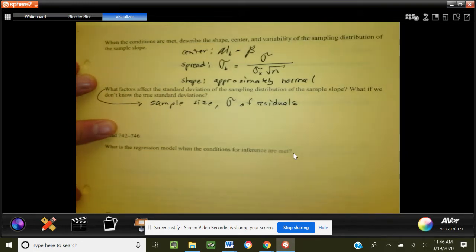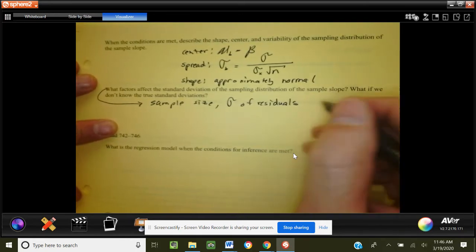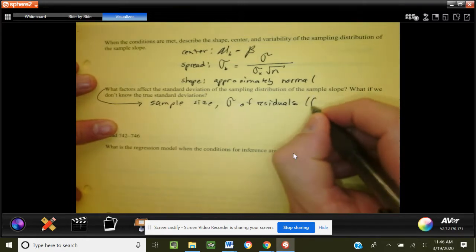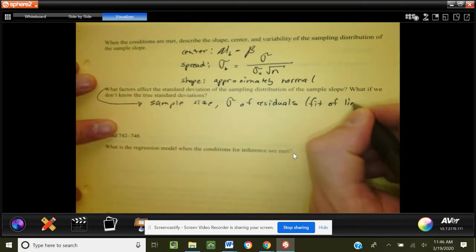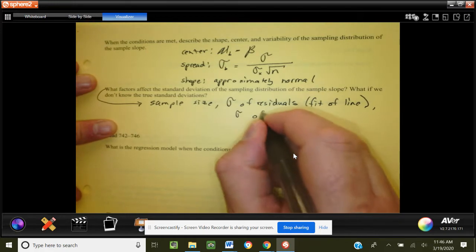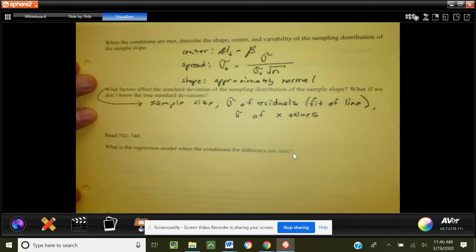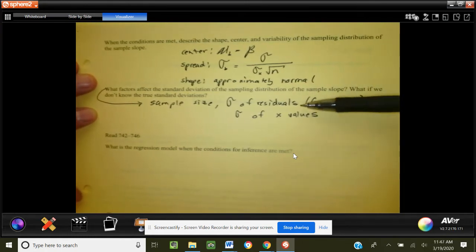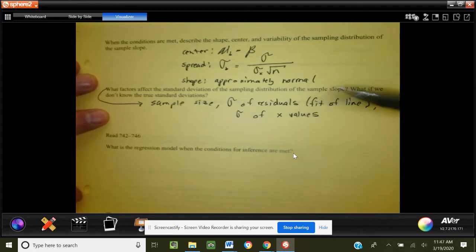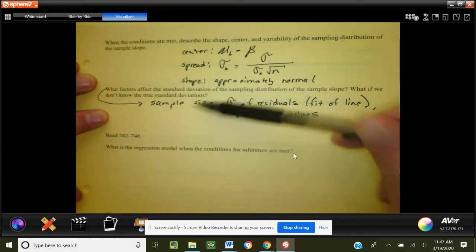If you think back to chapter 3, when we talked about s and we interpreted s, the standard deviation of the residuals from a sample, this is just the population standard deviation of the residuals. And that assesses to some degree the fit of the line, how well it fits the data. And then also the standard deviation of the x values affects the standard deviation of slope. Remember, residuals are the ups and downs from the line, so that's kind of where the y's are represented. Here's the standard deviation of the x's. So both of our standard deviations of our two variables are represented here, and then the sample size.